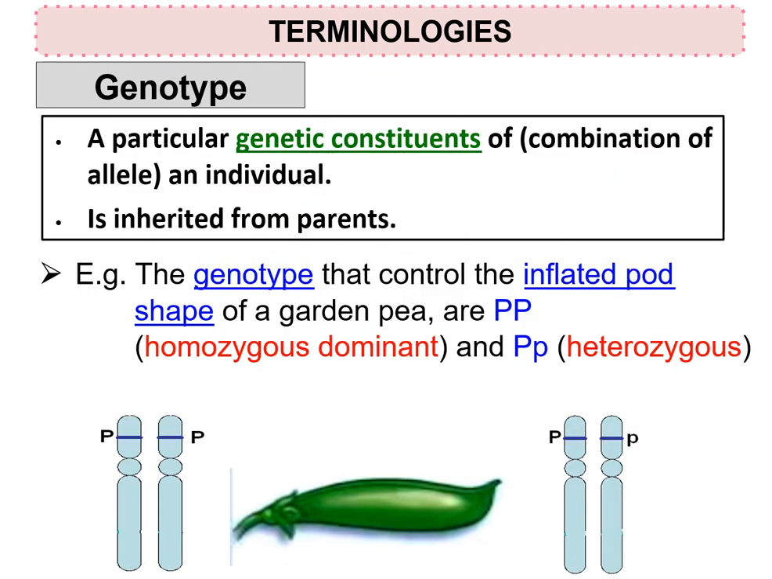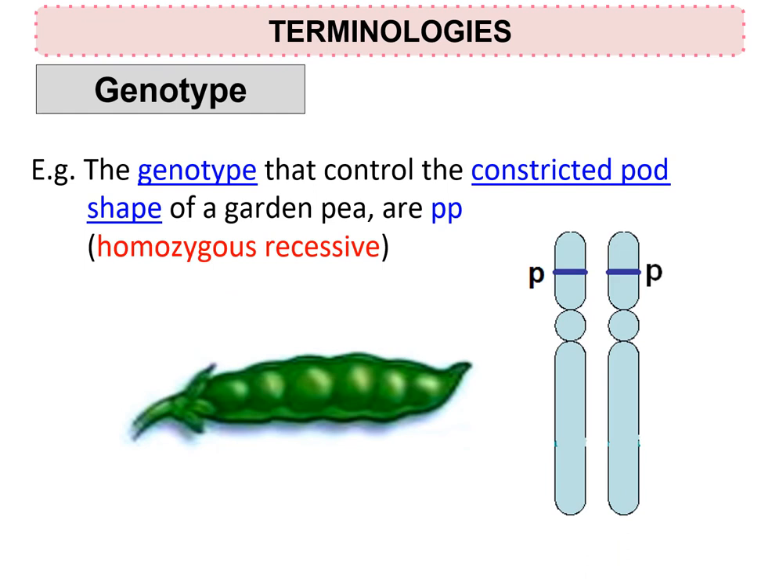Genotype is a genetic constituents of an individual. The gene, the capital P, homozygous dominant. This is a genotype. We know that it should be represented by capital letter. While heterozygous, a genotype, the genotype would be capital letter and small letter. So this is the genotype that is represented by the alphabet. The genotype control, for example, the genotype that control the constricted pod shape, homozygous recessive.